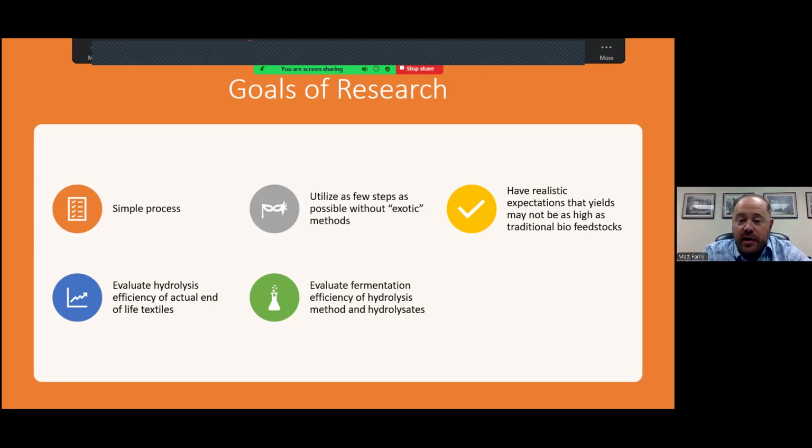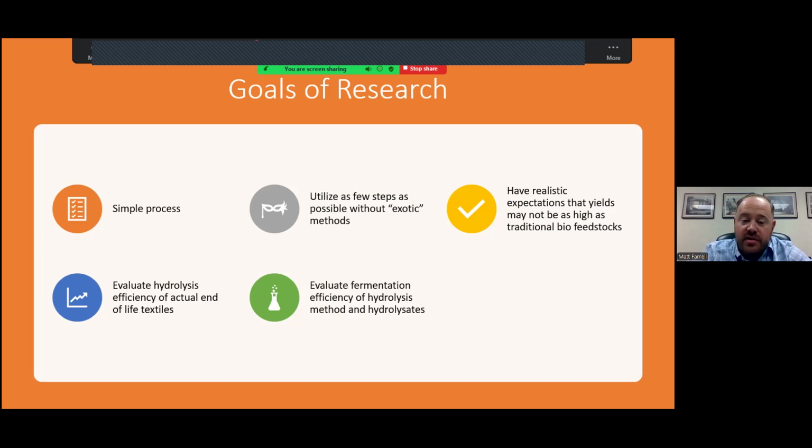I like simple. I want things to be simple. So we wanted a simple process. And we wanted a process that didn't utilize these exotic methods, nothing that's going to be hard to handle, hard to do, unrealistic.